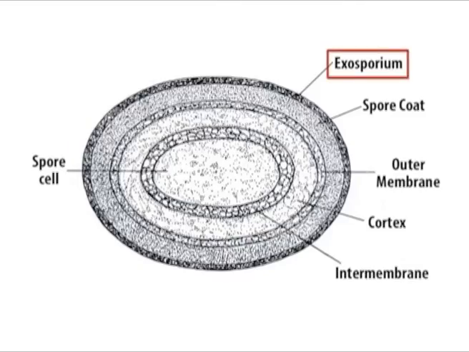First is the exosporium. It is a thin, delicate protein covering. Second is the spore coat, which lies beneath the exosporium, composed of several protein layers. Third is the cortex, which is present beneath the spore coat and made up of peptidoglycan. And the last is the spore cell wall or core wall, inside the cortex, which surrounds the protoplast or spore core.